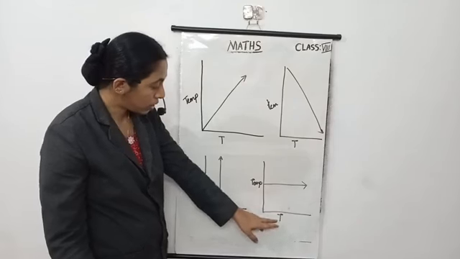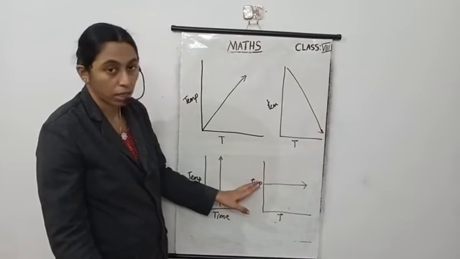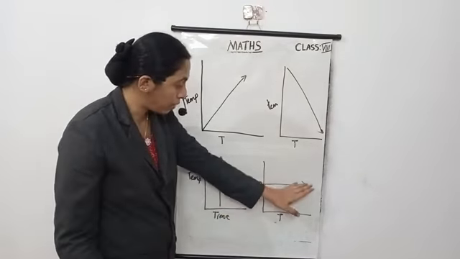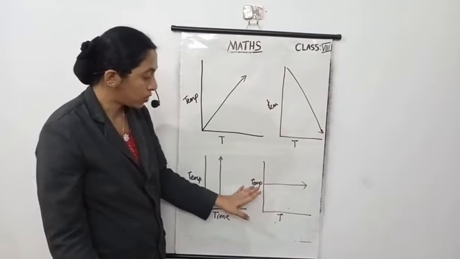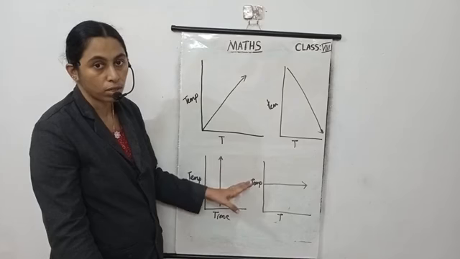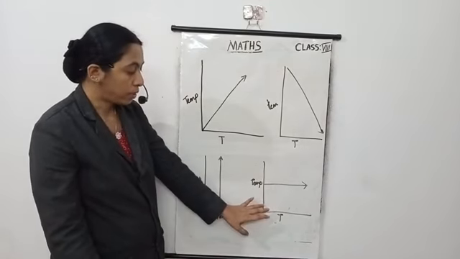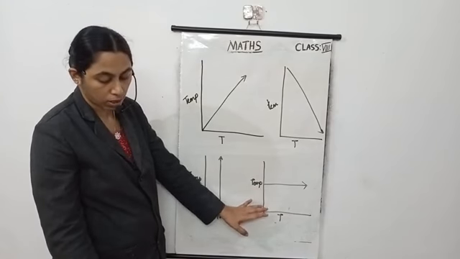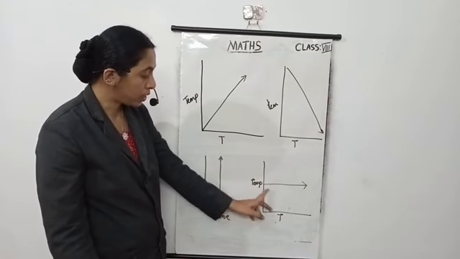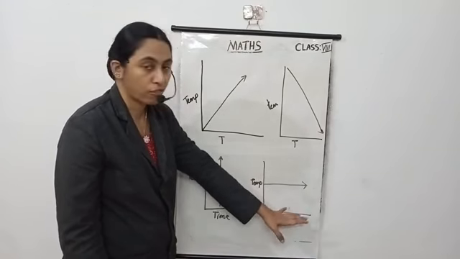Now next, time here. Here the temperature is steady. As time increases, the temperature does not increase and does not decrease; it is a constant temperature. This also represents a time temperature graph, with a fixed temperature at different times.